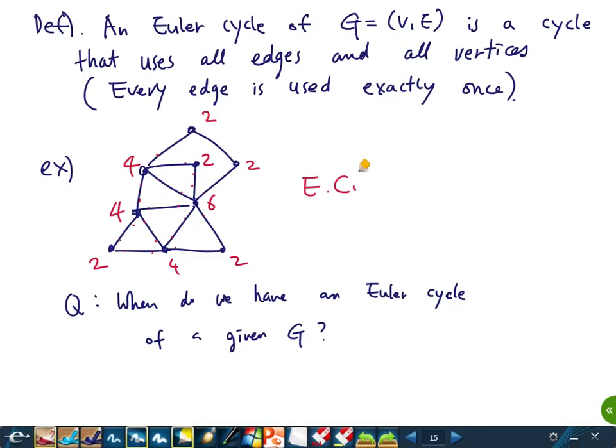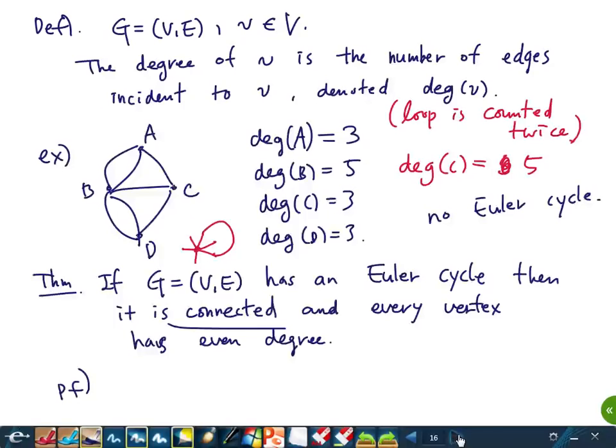You don't have to construct this to answer this question. All you need to do is to find the degrees. Very easy.